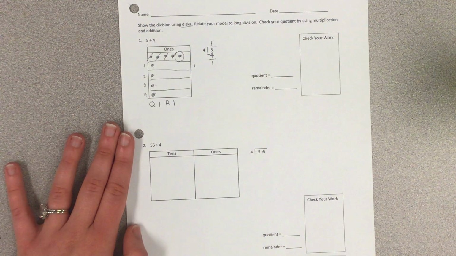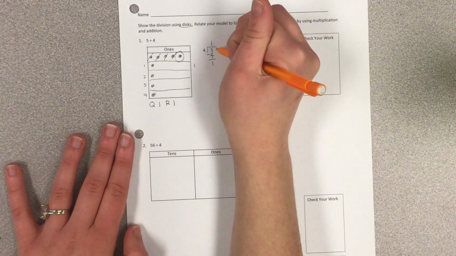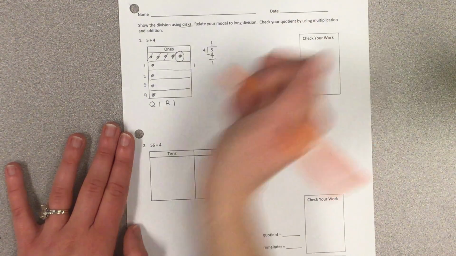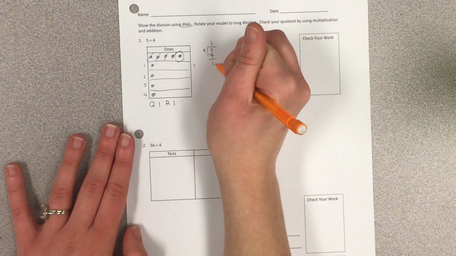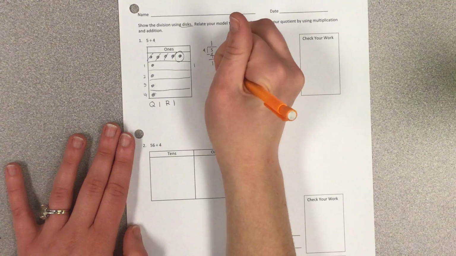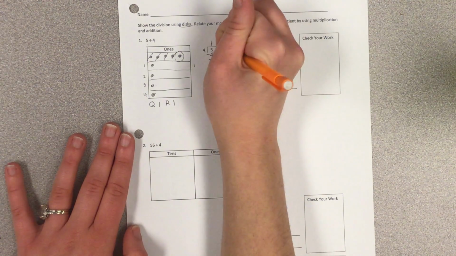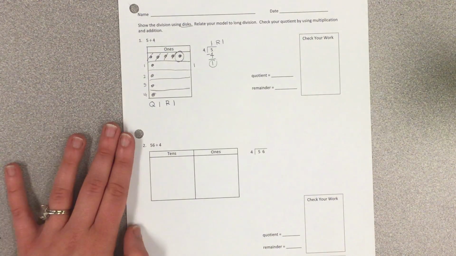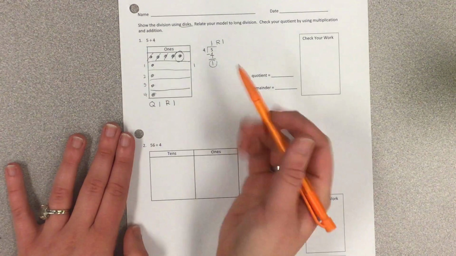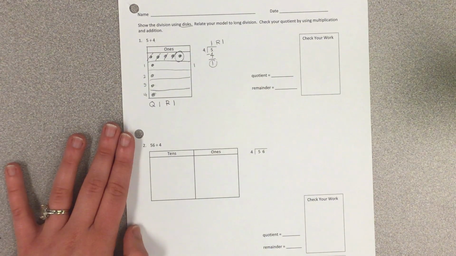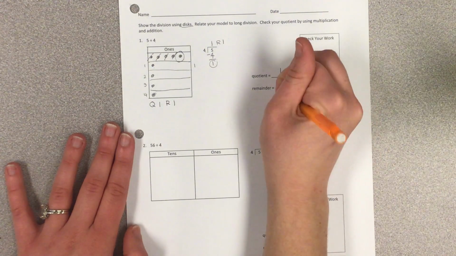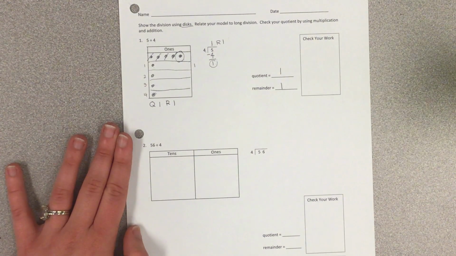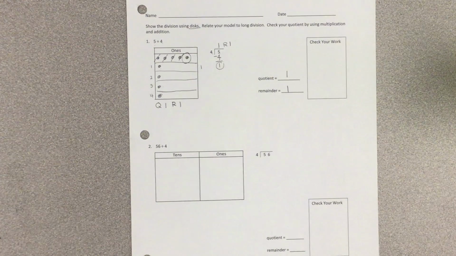Bring it on down and bring it on back. There's nothing that I can bring down anymore. That's it. There's no more numbers. So that means that whatever is left over is my remainder. So my remainder is 1. The same answer that I got using a place value chart. Quotient 1, remainder 1. So now we're going to do the reverse to check our work.